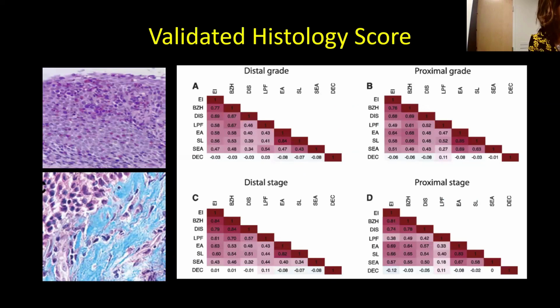There's also a validated histology scoring tool, called the HSS. It grades the severity, so it stages and grades. It tells you how much of the esophagus is involved, and how bad it is at any level that you look at.